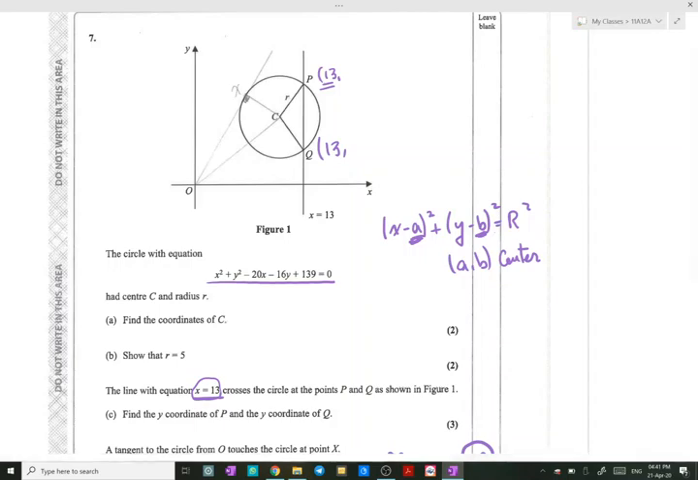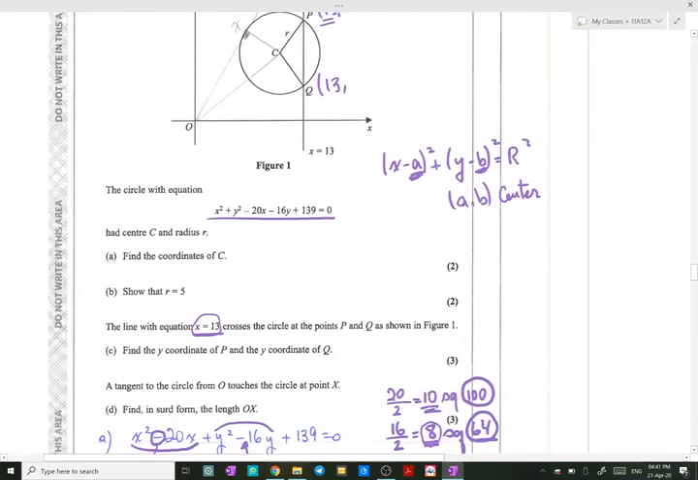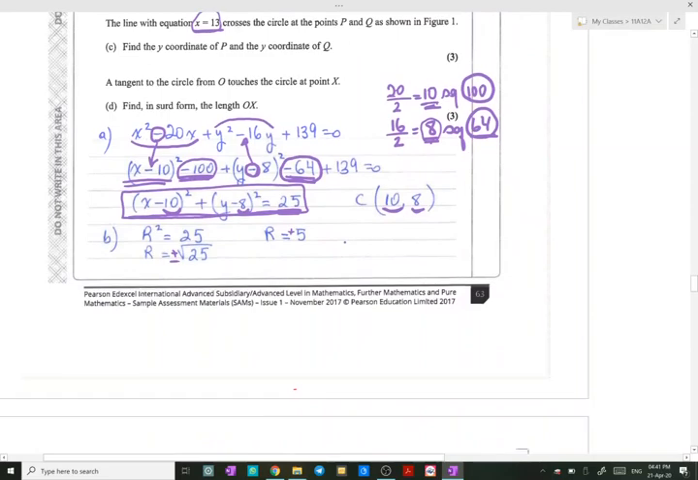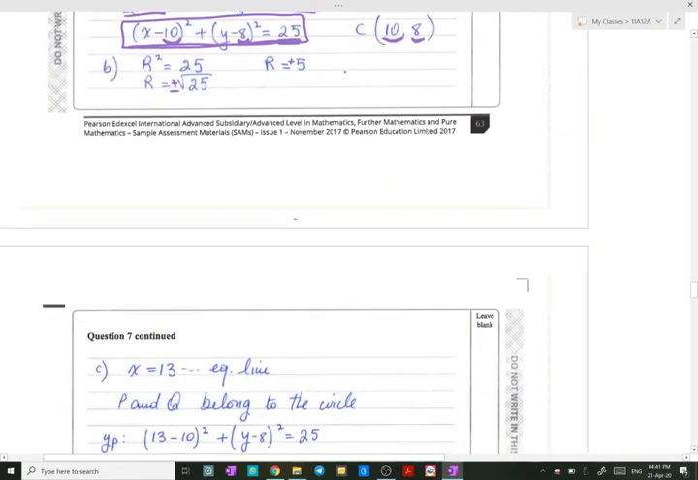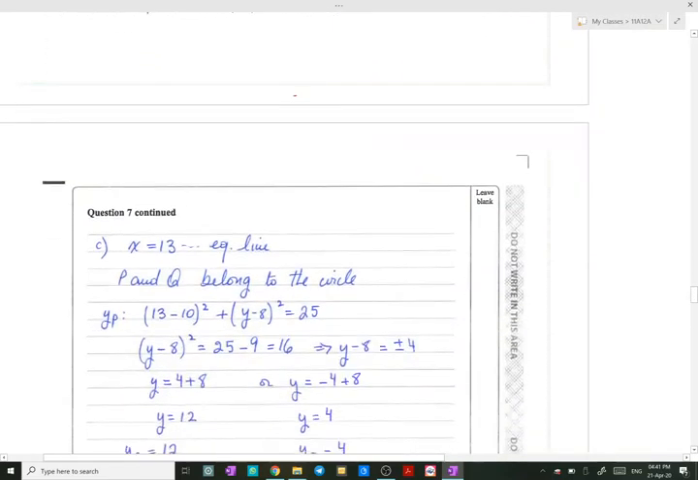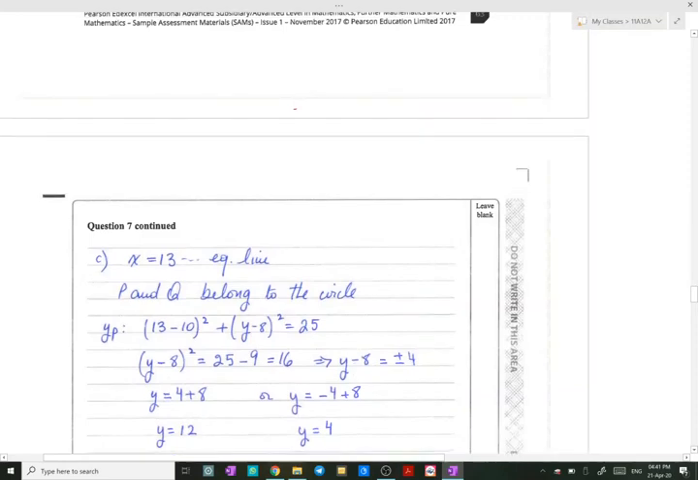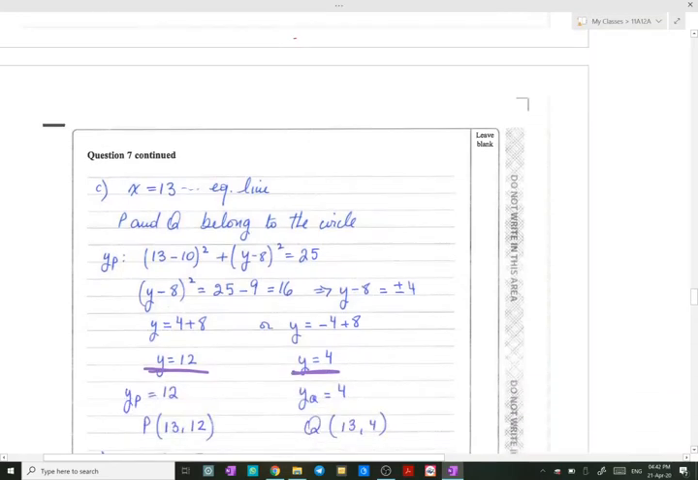Now, when we replace 13 instead of x, we will have a quadratic equation, and after solving it we find two values for y. One would be for P and one would be for Q. So when x is equal to 13, you replace x by 13, and then you find y using algebra.